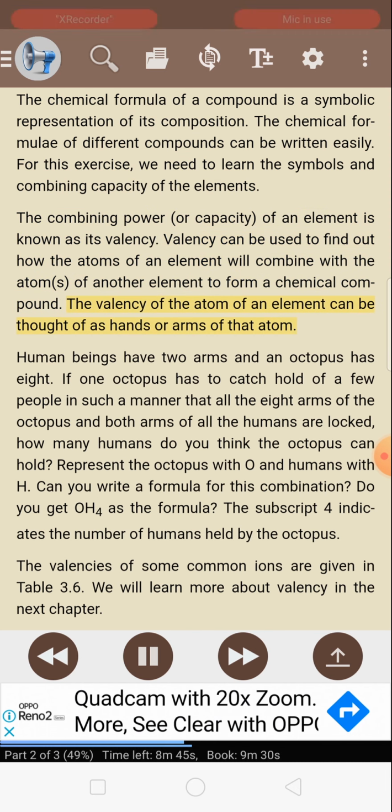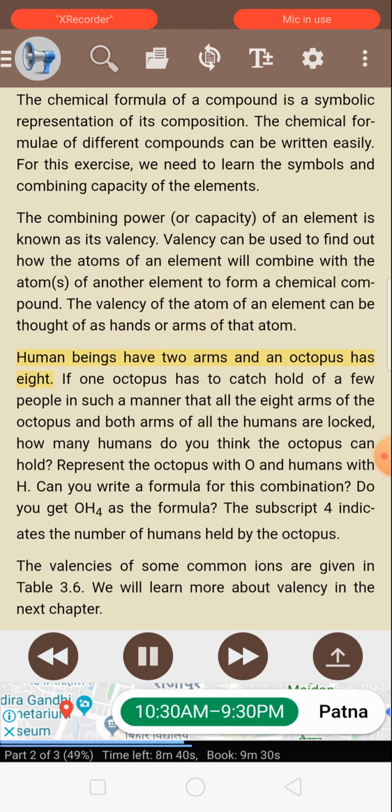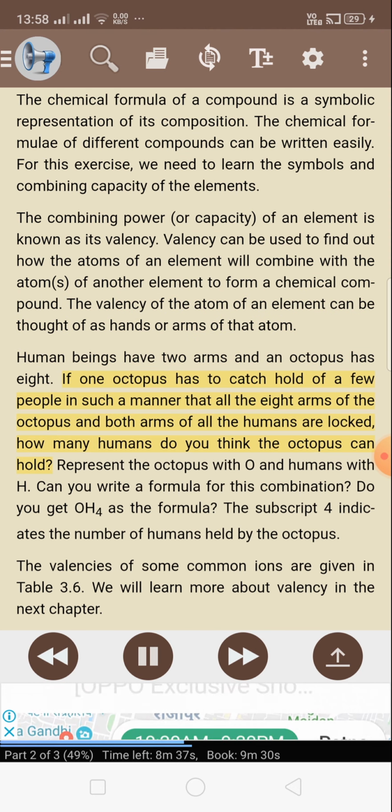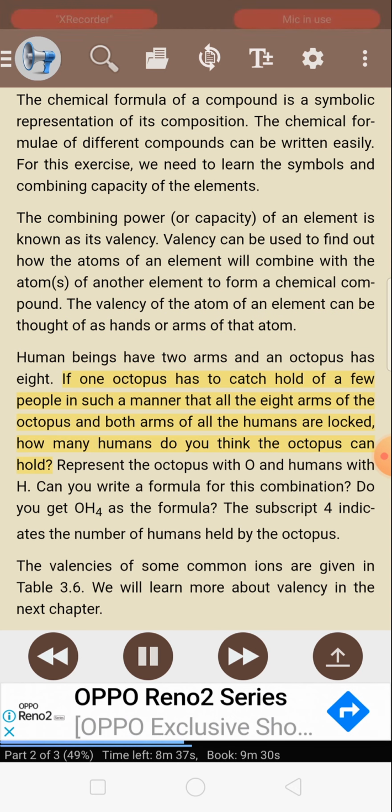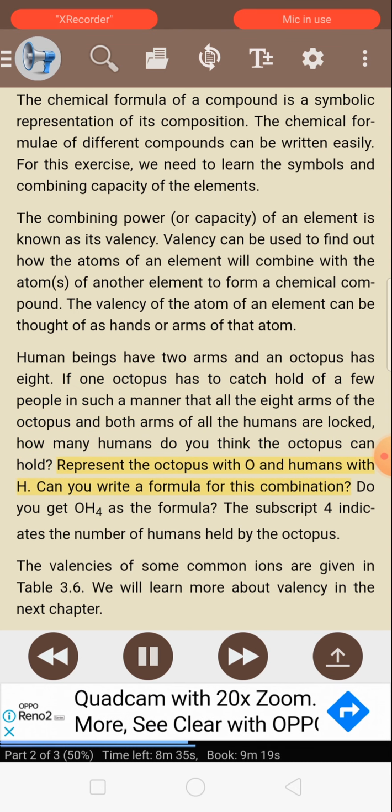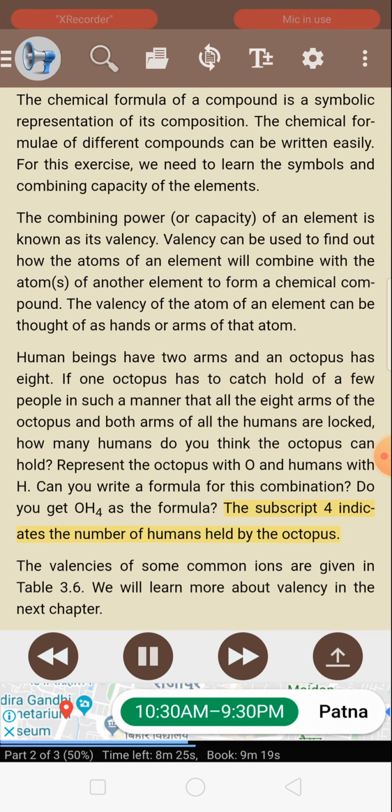The valency of the atom of an element can be thought of as hands or arms of that atom. Human beings have 2 arms and an octopus has 8. If one octopus has to catch hold of a few people in such a manner that all the 8 arms of the octopus and both arms of all the humans are locked, how many humans do you think the octopus can hold? Represent the octopus with O and humans with H. Can you write a formula for this combination? Do you get OH4 as the formula? The subscript 4 indicates the number of humans held by the octopus.